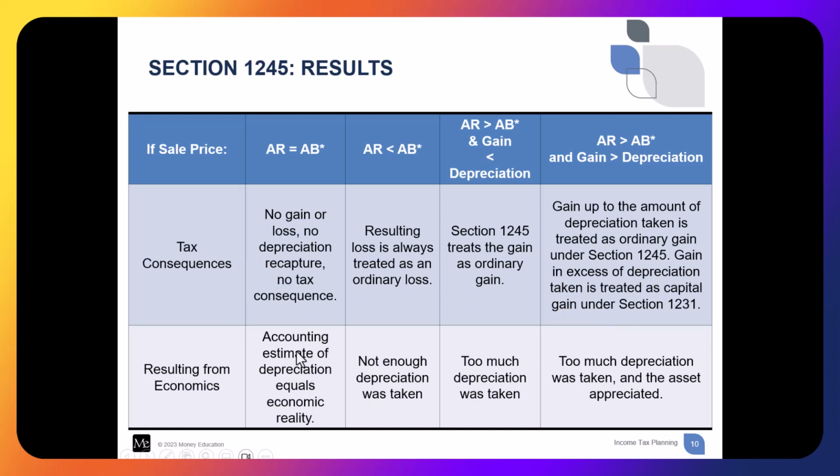What are the results? Accounting estimate of depreciation was equal to economic life. So if you did it here, then it would have been equal. If you did it here and you had a loss, then you didn't take enough depreciation, is the theory. If you did it here and you had a gain but not more than depreciation, then too much depreciation was taken. And over here, it was too much depreciation and the asset appreciated.